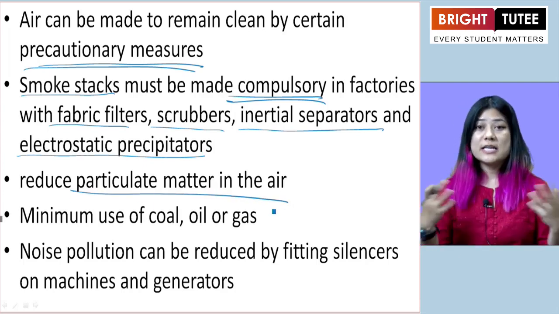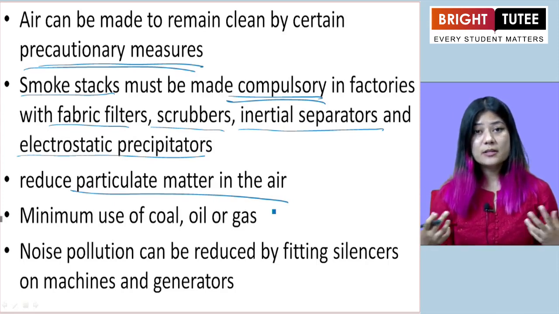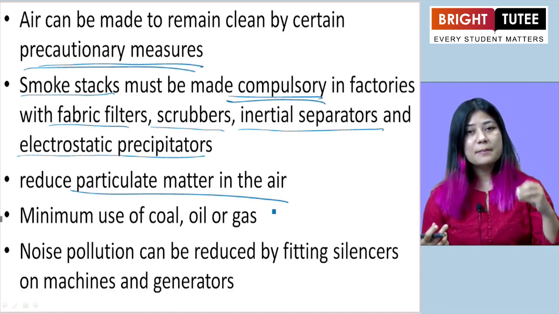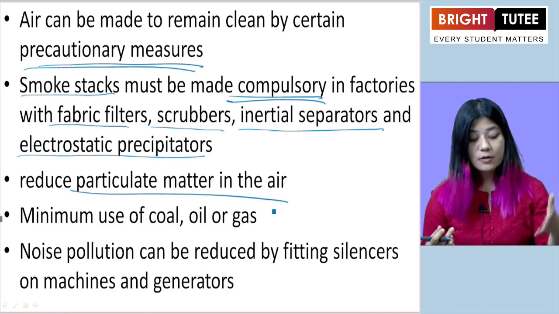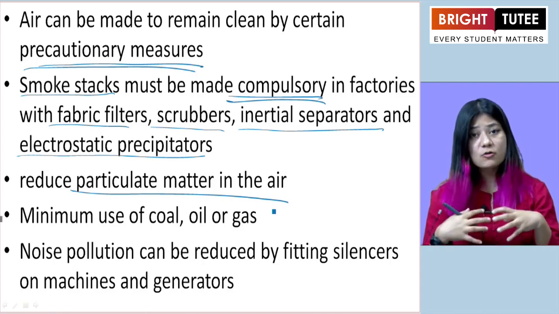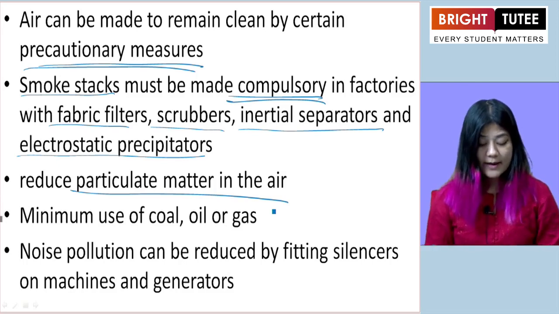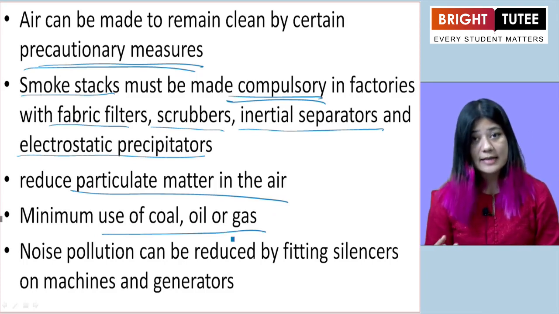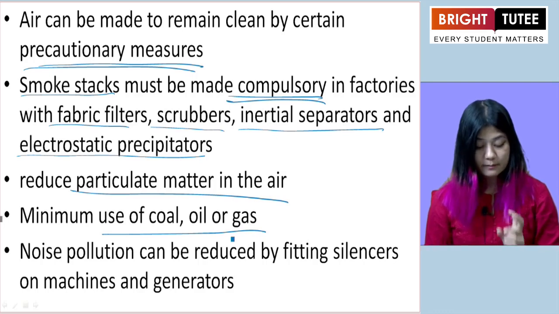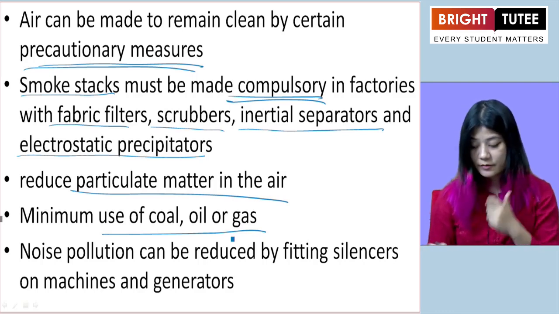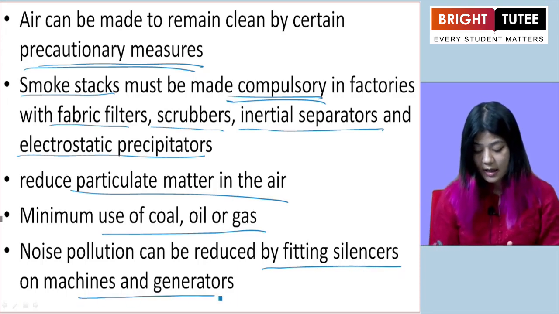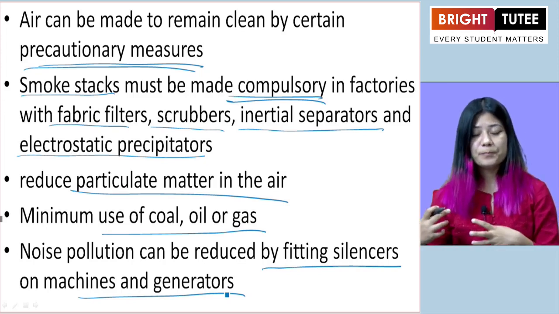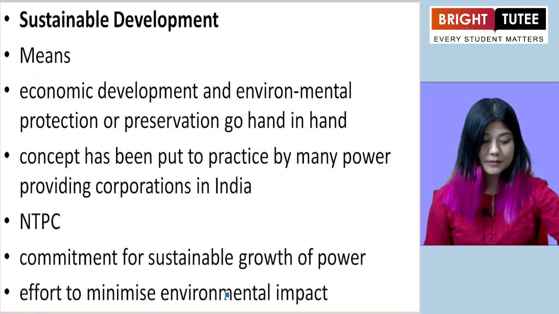So when the smoke is released from the industries, what happens is, with that smoke, very minute particles, dust particles, chemicals, and other things also get released. And with the smokestacks, these also get filtered. Okay, and also by making sure that there is minimum use of resources like coal, oil, natural gases, etc., that can also reduce pollution by industries. Noise pollution can be reduced by fitting silencers on machines and generators, so that not a large amount of noise is emitted into the environment.